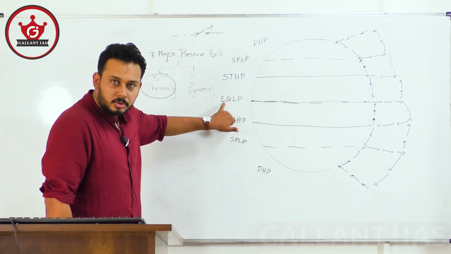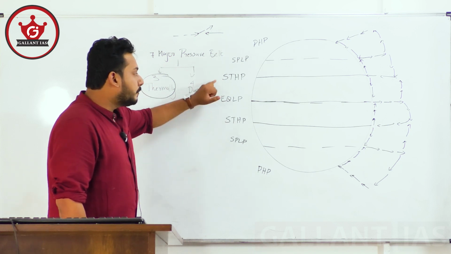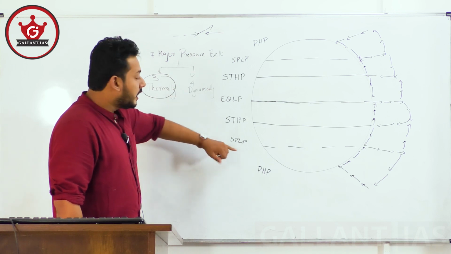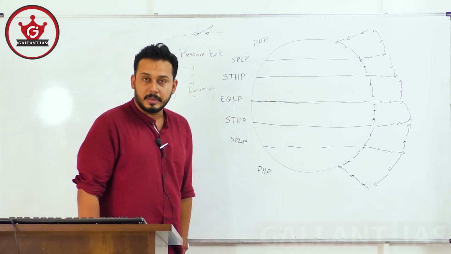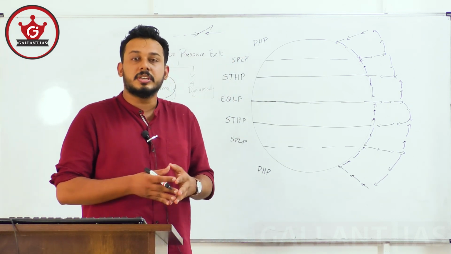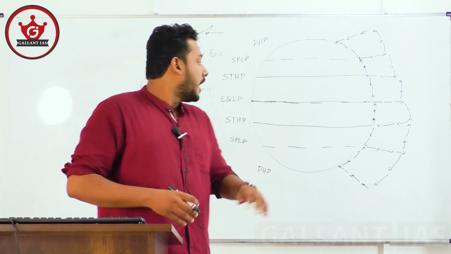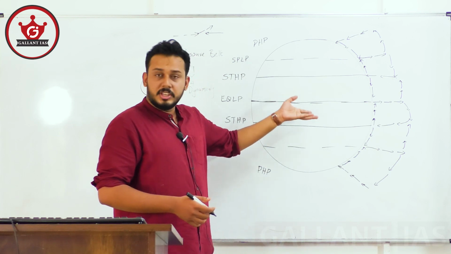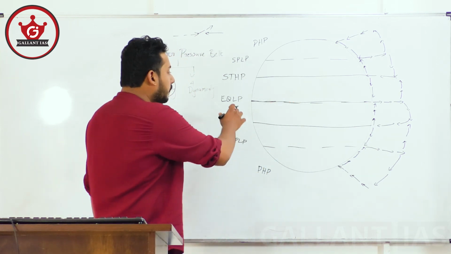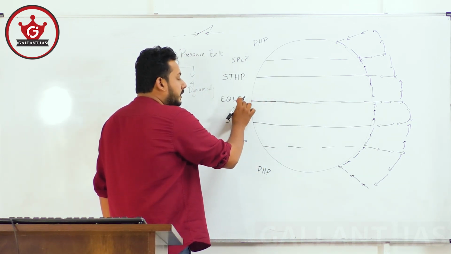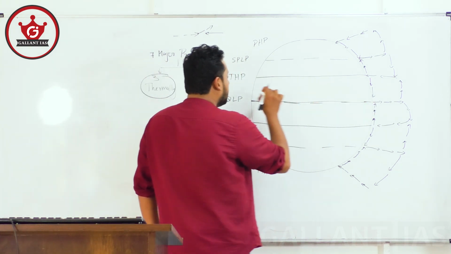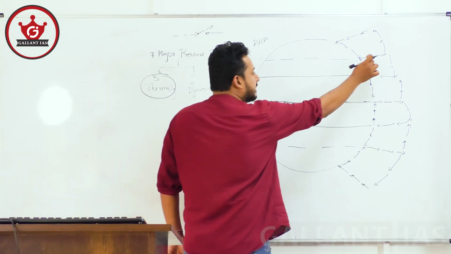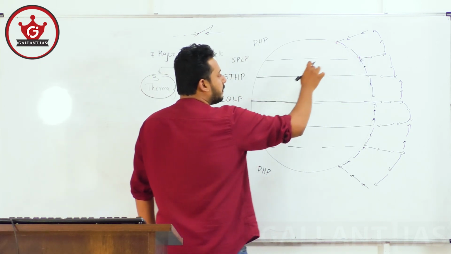So now we have got the 7 pressure belts. We have 1 equatorial low pressure belt, 2 subtropical high pressure belts, 2 subpolar low pressure belts, and 2 polar high pressure belts. Low pressure means the region where the air is rising upwards. High pressure means the region where the air is sinking downwards. So that is very easy to remember. In the equatorial region the air is rising, in the subtropical high pressure belt the air is sinking, in the subpolar low pressure belt the air is again rising, and in the polar high pressure belt the air is again sinking.